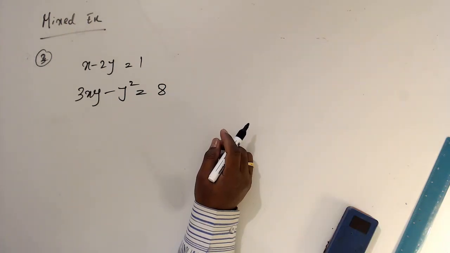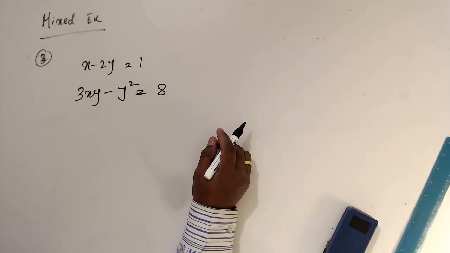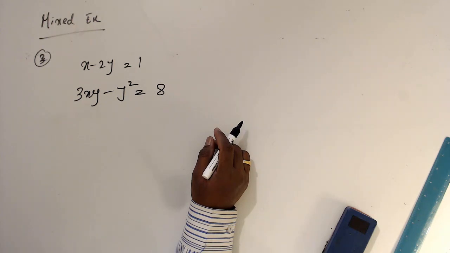Question number 3. When you look at the question, they ask to show that 5y squared plus 3y minus 8 equals 0, part A. They give guidance on this one. They ask us to make an equation with y, not x. Then we have to eliminate x, because if you try to eliminate y, it is difficult.